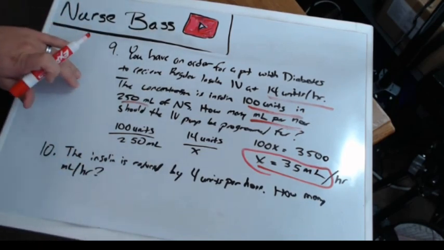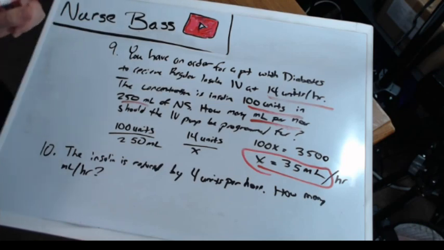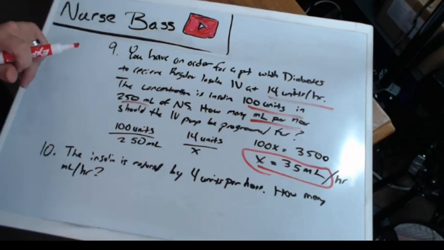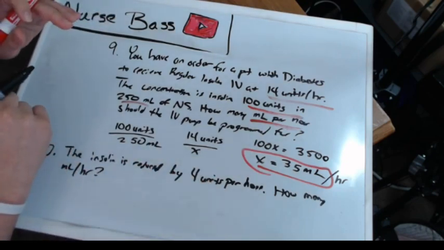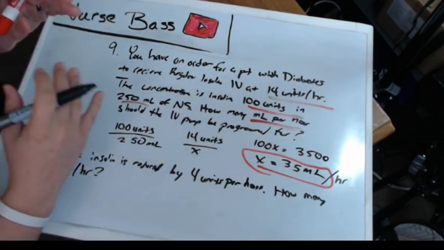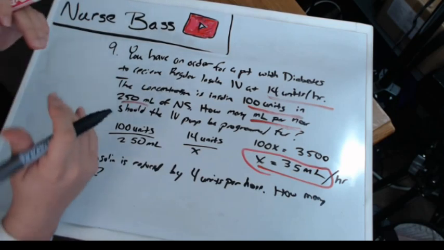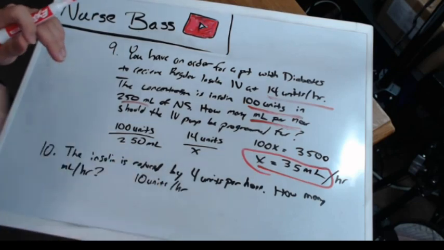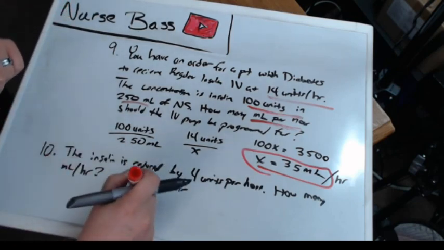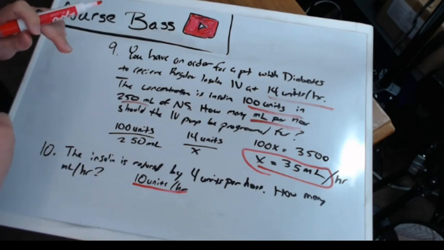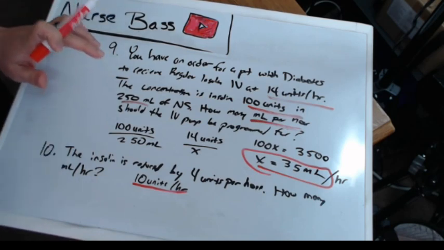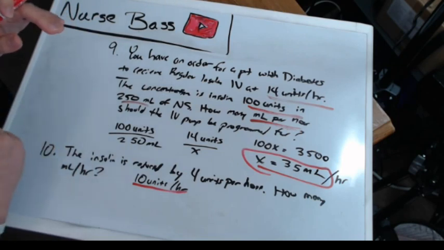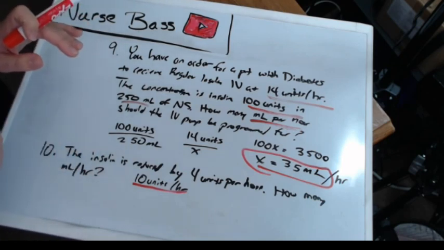The insulin up here is reduced by 4 units per hour. Now, how many milliliters per hour will this patient be getting? So if our original order was 14 units per hour, and we're now reducing it by 4 units per hour, we're doing 14 minus 4 to give us a total of 10 units per hour. That's what the patient is supposed to get. This information of what we're supplied, 100 units in 250 milliliters, that's still staying the same.